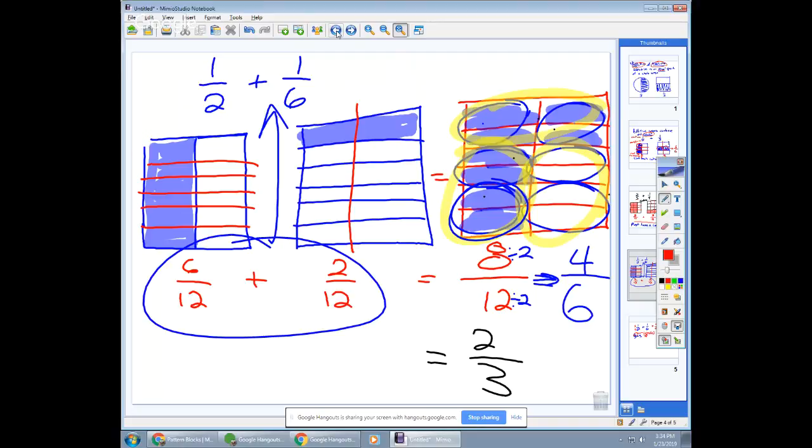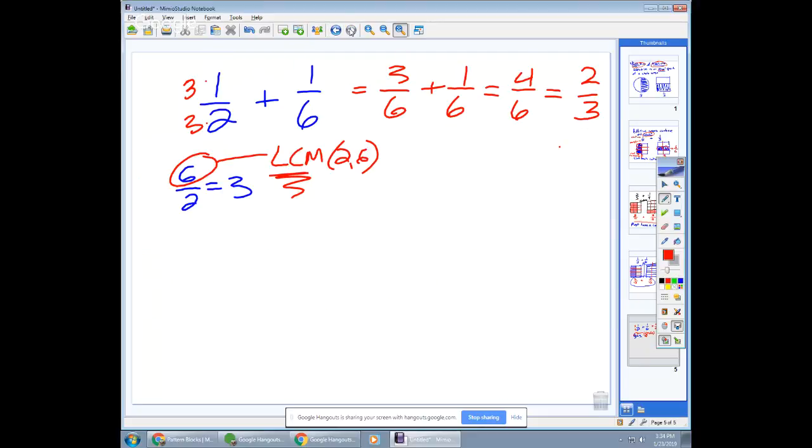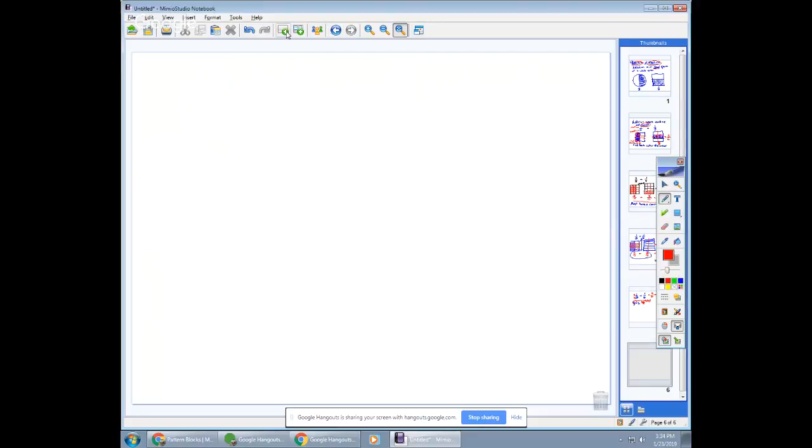So I want you to draw a picture for me, and then we'll talk about algorithms. Can you show me 1/5 plus 1/2? Let's make it 2/5 plus 1/2. Make it more interesting. So draw a picture so that you can illustrate and explain the answer.